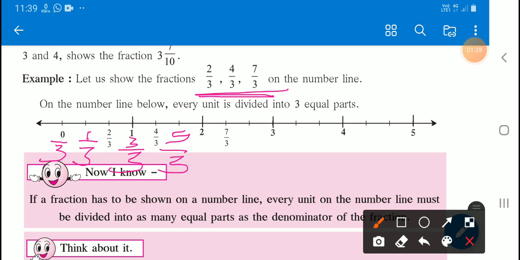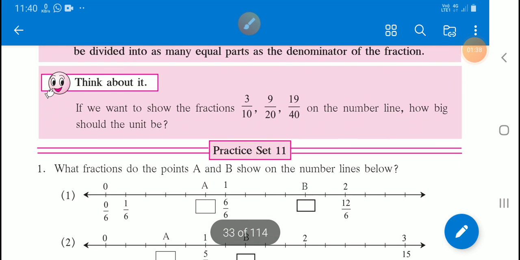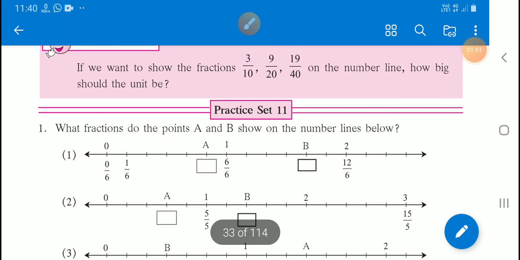If a fraction has to be shown on a number line, every unit on the number line must be divided into as many equal parts as the denominator of the fraction. Think about it. We want to show the fractions 3 upon 10, 9 upon 20, 19 upon 40 on the number line. How big should the unit be? You have to think, you have to see.